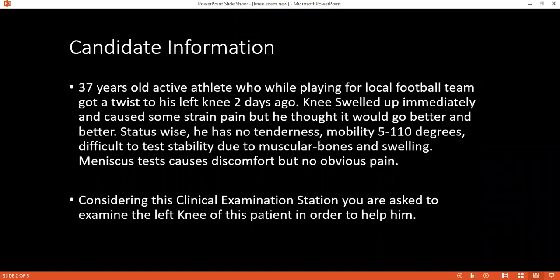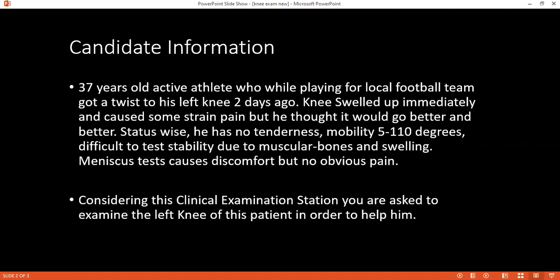First of all, when I go into the room, I will wash my hands. Then I will introduce myself. I'm Dr. Arthur Rasool, an MRCS exam candidate here. I'm supposed to examine your knee. May I confirm your name, age and date of birth, please?